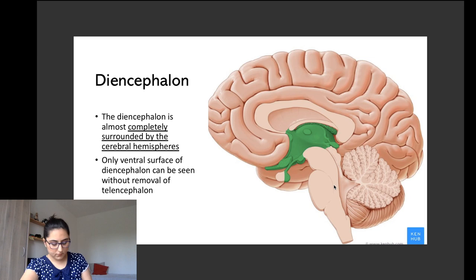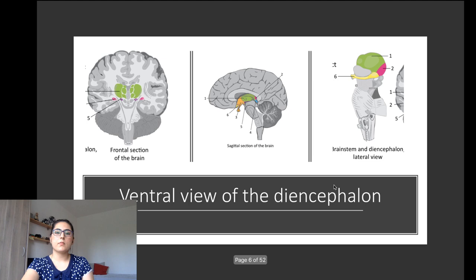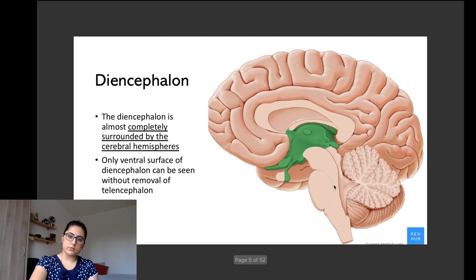Alright, so now we're going to talk about the diencephalon according to the views, because if I look at my face, obviously my nose is in the front, my hair is at the back. So every time we talk about any structure in anatomy, especially in the brain, because it's so compact with so many different structures, you always have to mention which view you are talking about. Because this, for example, is a sagittal view. I will not be able to see a lot of things in sagittal view that will be found in ventral view, for example.